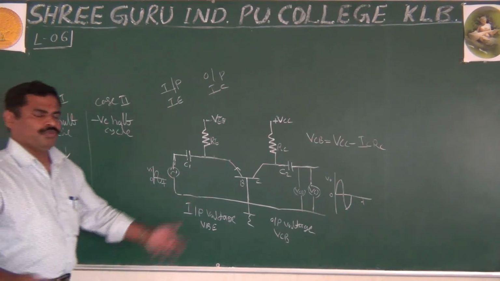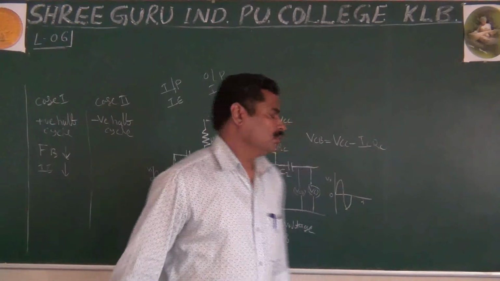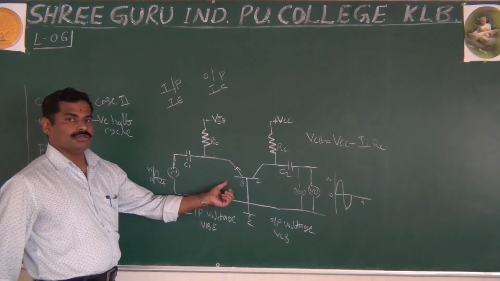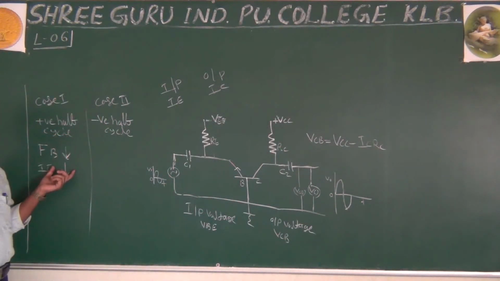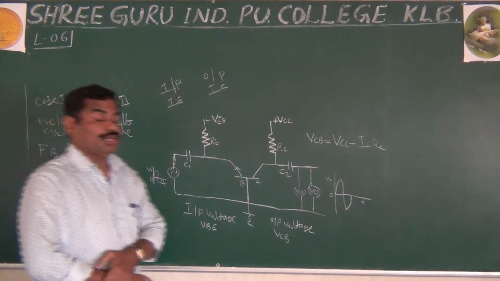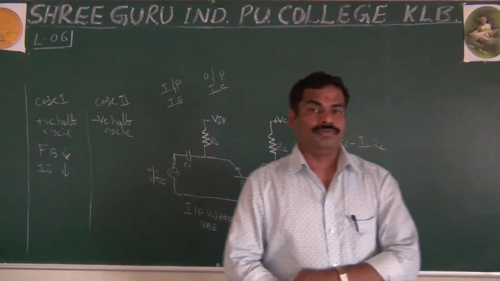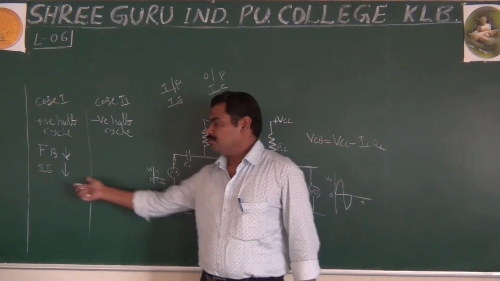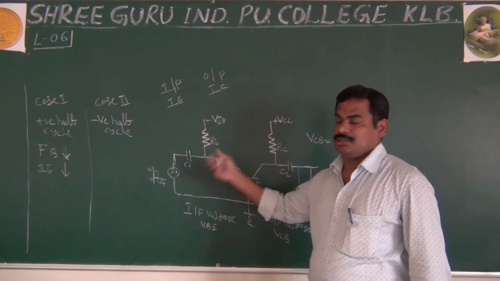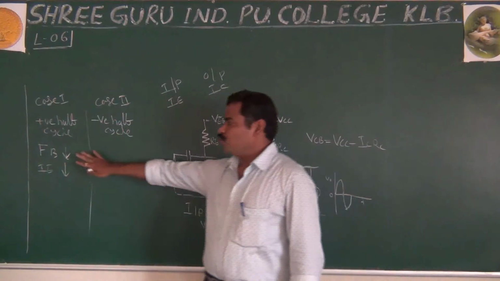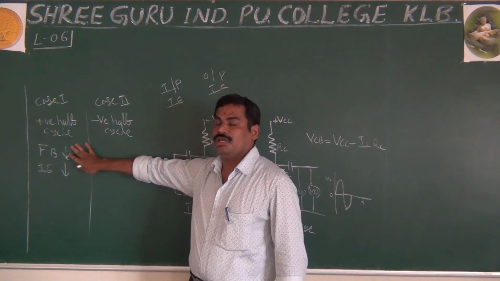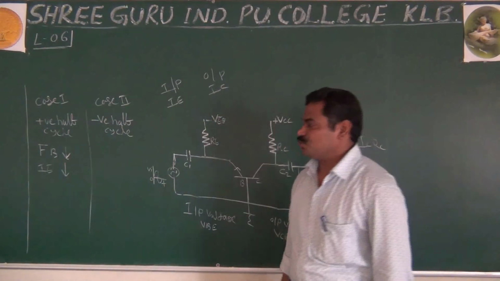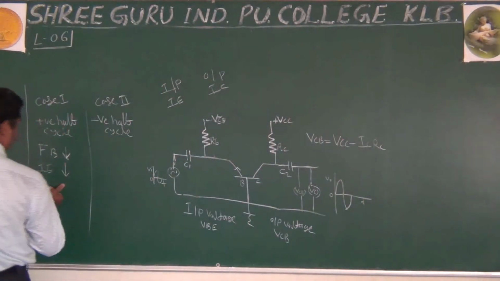And you may ask the question, why does the forward bias decrease the IE? Because here it is the emitter, and the emitter emits the electrons. If the forward bias is more, it emits more electrons. If the forward bias is very less, it will emit very few electrons. That's why the IE will decrease.